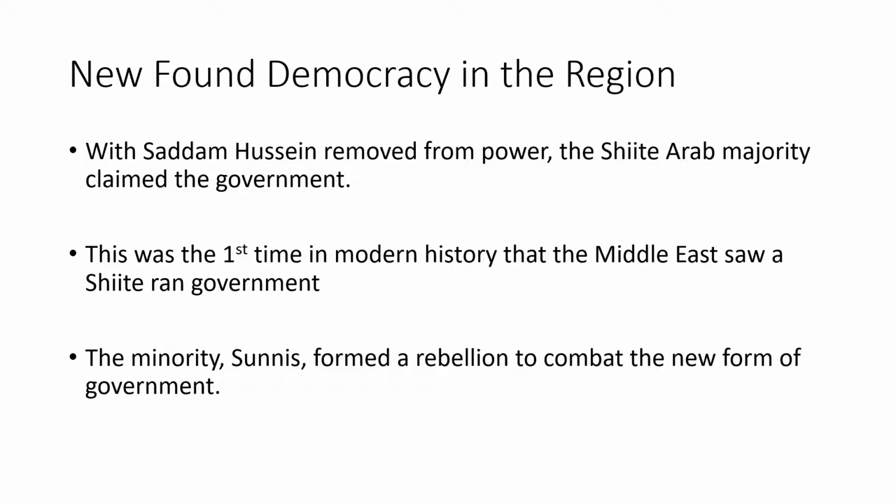To establish stability in the Middle East, the United States desperately tried to create democracy in the region. With Saddam Hussein removed from power, the Shiite Arab majority claimed the government. This was the first time in modern history that the Middle East saw a Shiite-run government. And it's ironic because they're the majority of the population. The minority Sunnis formed the rebellion to combat the new form of government.